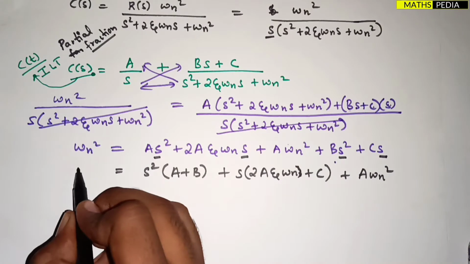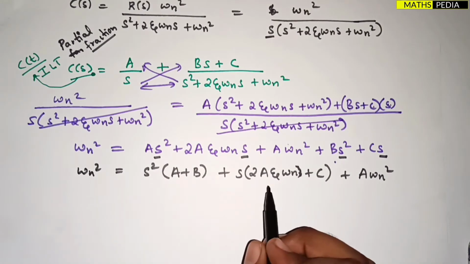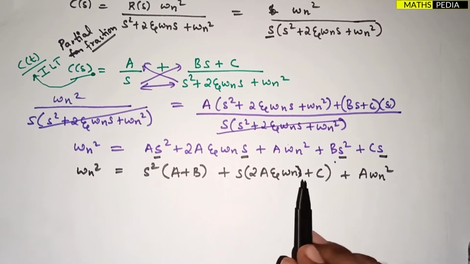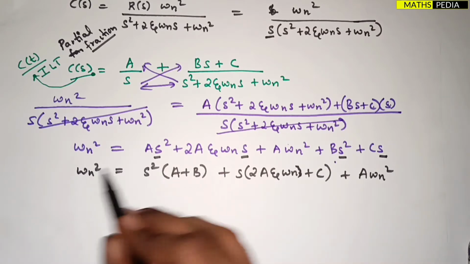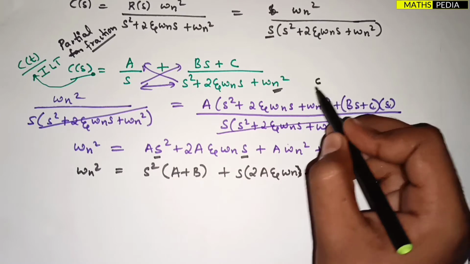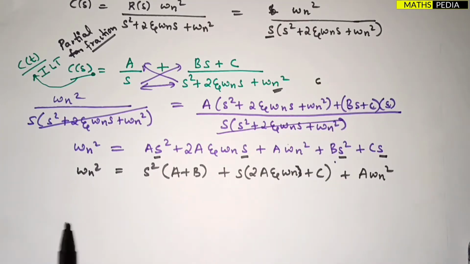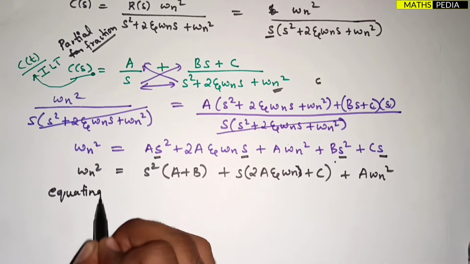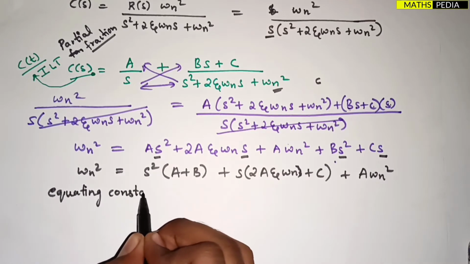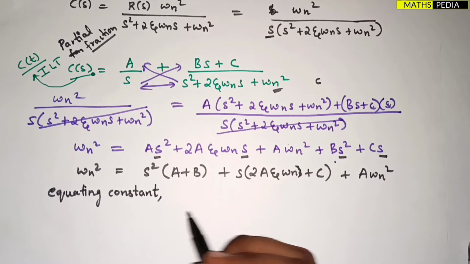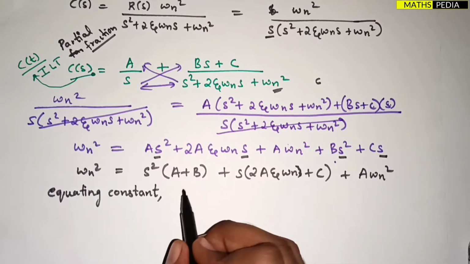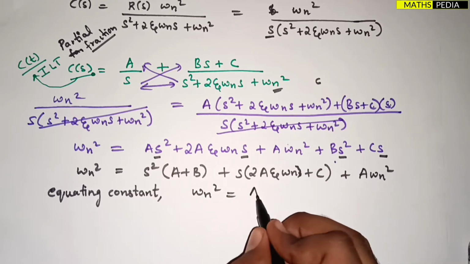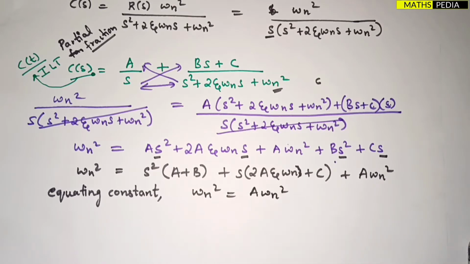So this is the term we got. Now what I can do, I can equate the constants, then coefficient of s square, coefficient of s, all those things we can do. Constant here, it is omega n square. Remember this thing as we discussed, this is a constant part. So equating constant, when I equate constants on LHS as well as RHS, on LHS part I have omega n square equal to, RHS part I have a into omega n square, correct?